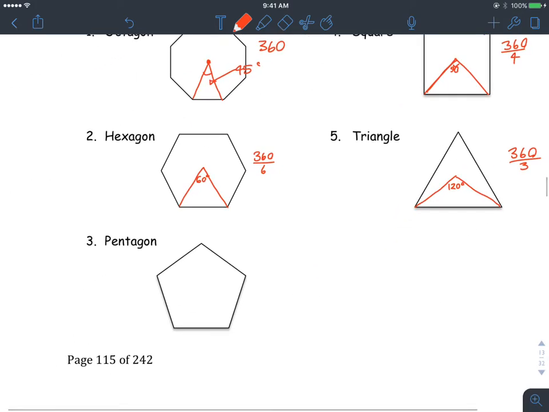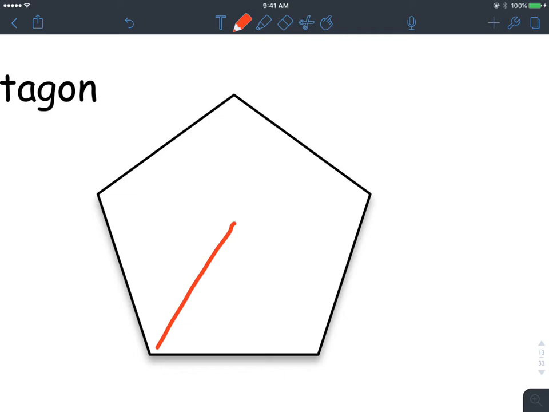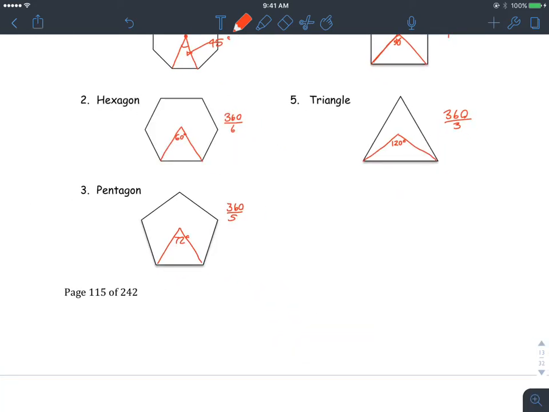Let's see what else we got. Pentagon, 360 divided by 5. I think that comes out as 72. Yep, 72 degrees. So that's all you got to do there to find the central angle.